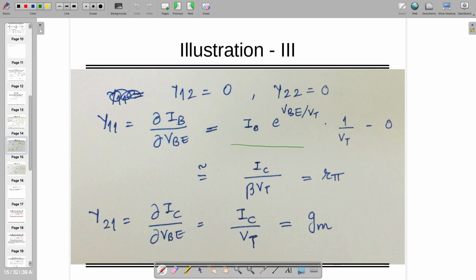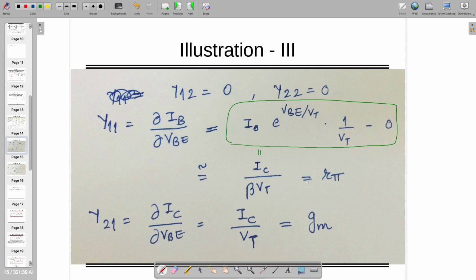So are you getting this? If you are getting this, I can rewrite it in terms of IC equal to IC divided by beta times VT. Right? Similarly, you can write down y21 as IC by VT because beta will be gone.